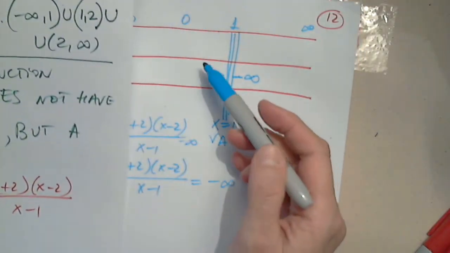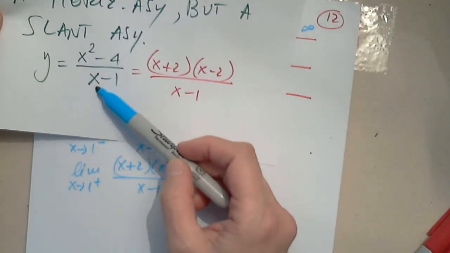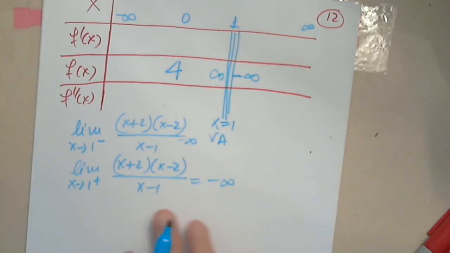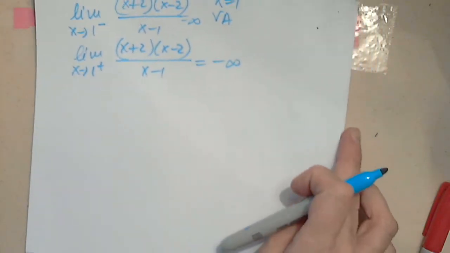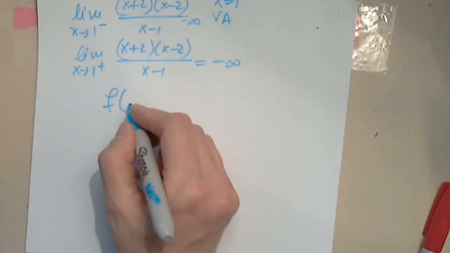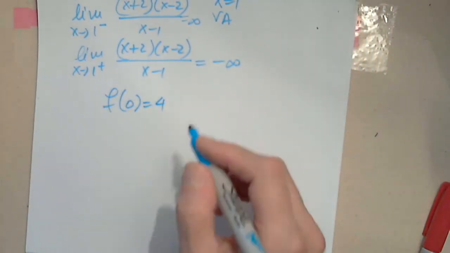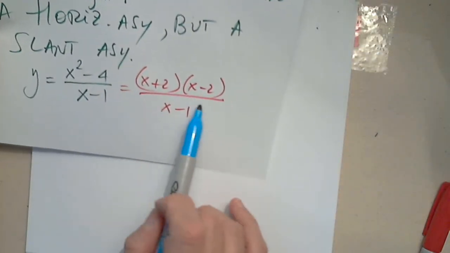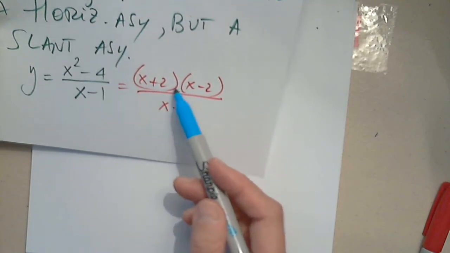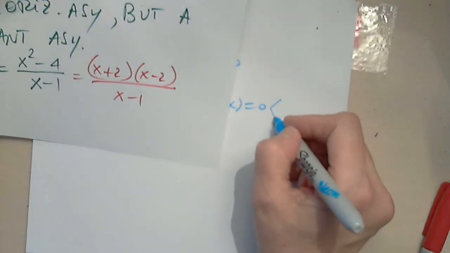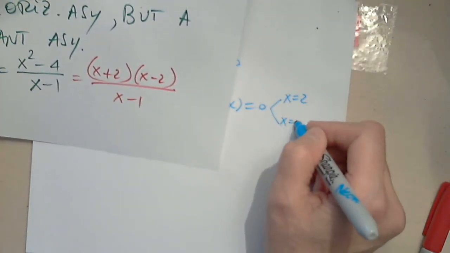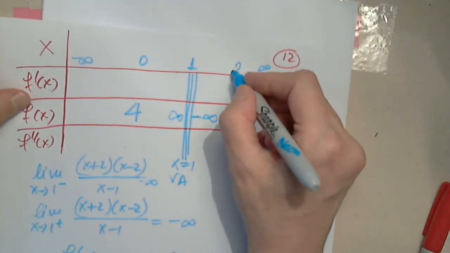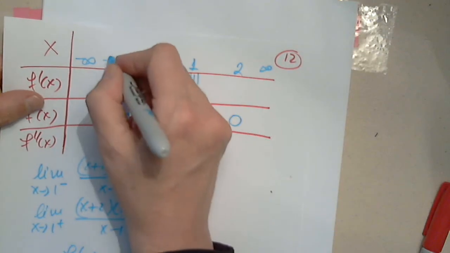Now I'm going to plug in 0 in the function. 0, 0, negative 4 over negative 1. So I'm going to write, you don't have to, once you put in the table, it's clear for me. So f of 0 is 4. And now I have to solve the equation f of x equals 0. That's why I factor the top to realize that the two solutions will be x equals 2, x equals negative 2. So 2, negative 2.